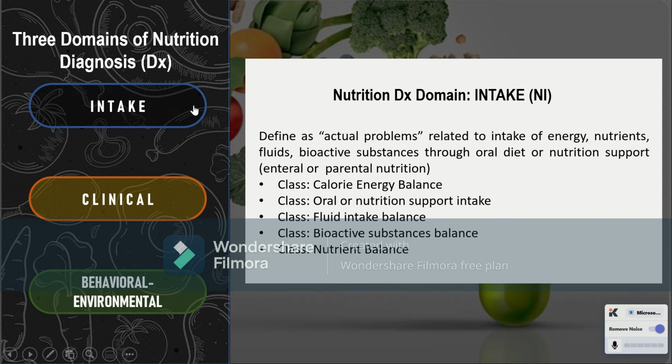It is related to the intake of energy, nutrients, fluids, bioactive substances through oral diet or nutritional support, either enteral or parenteral nutrition. So alam naman natin kung ano yung enteral or parenteral nutrition. It refers to the actual problems because ito yung mga problem na usually caused by what we actually eat or what energy, nutrients, foods, or substances na we input in our body by eating foods. And it has subclasses.